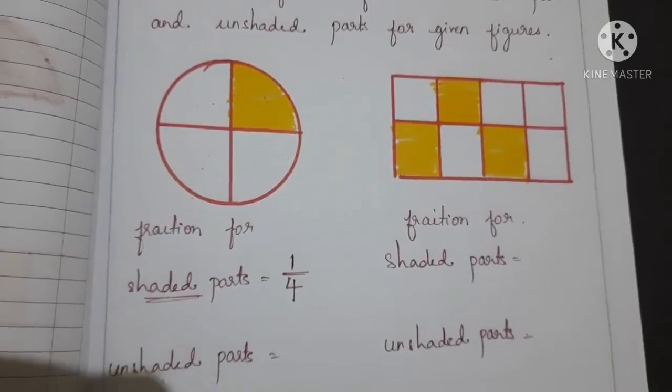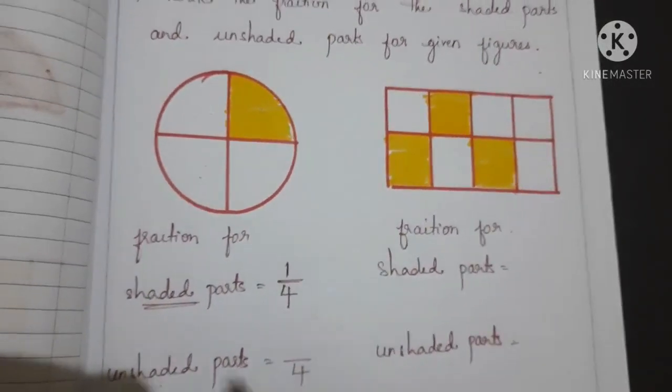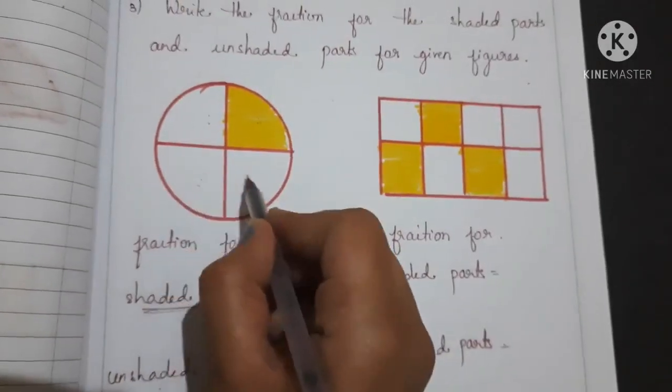Now, unshaded parts. It is divided into 4 parts. How many are unshaded? 1, 2, 3.